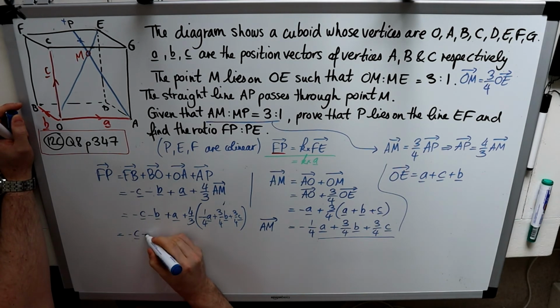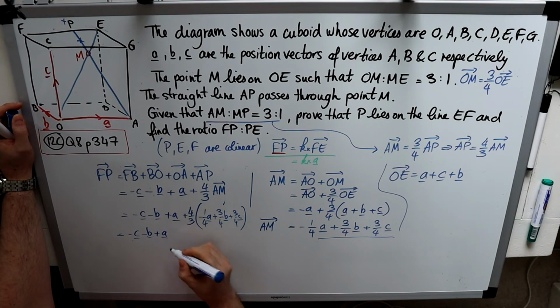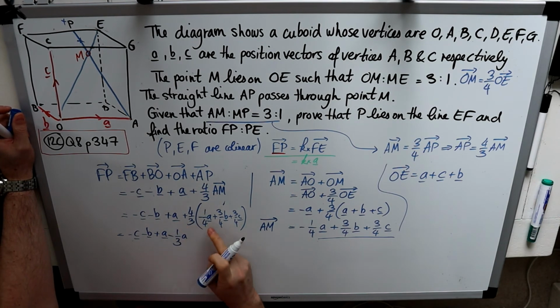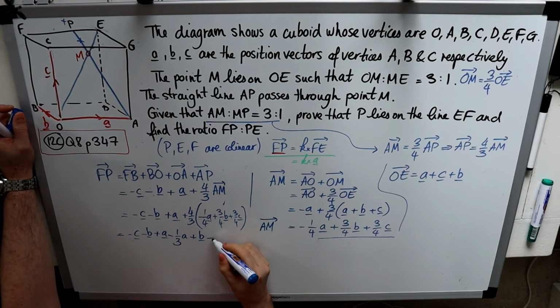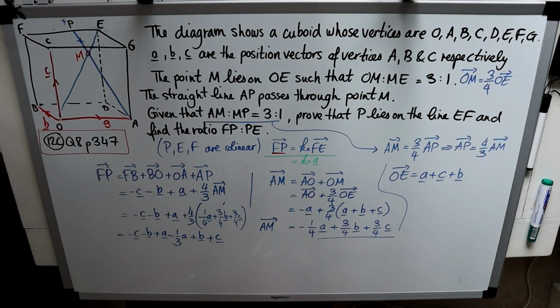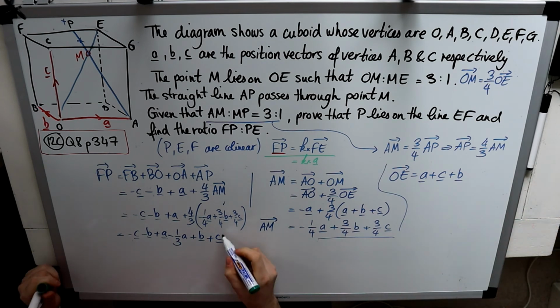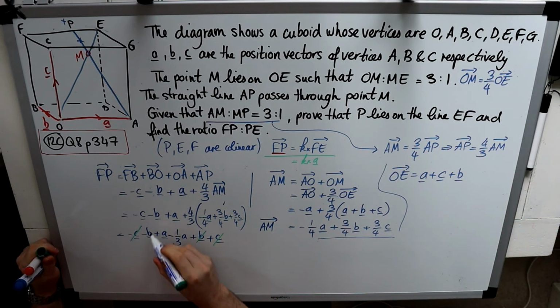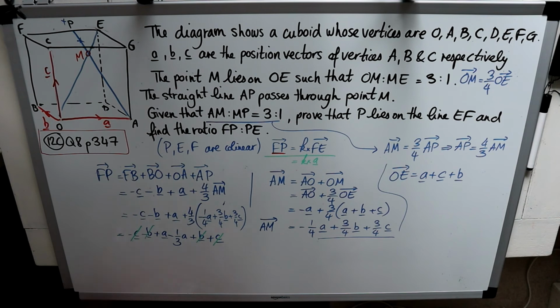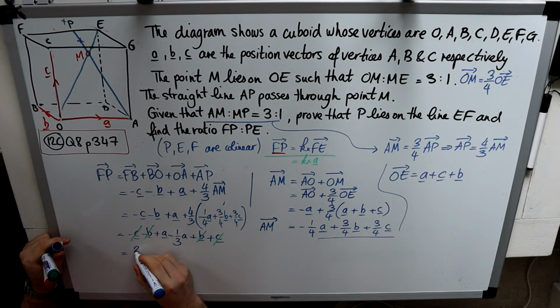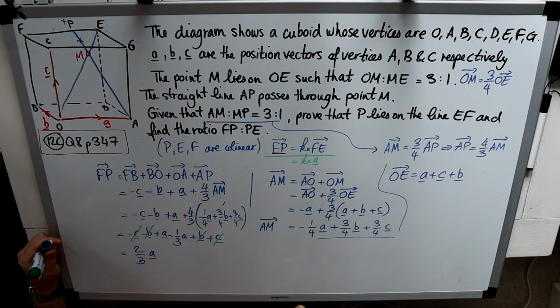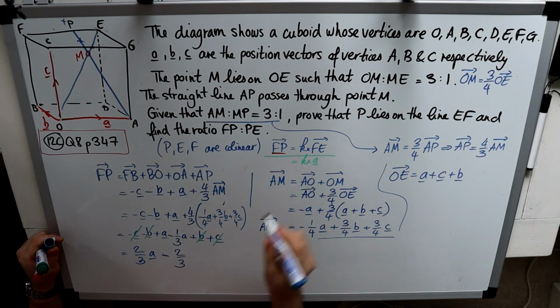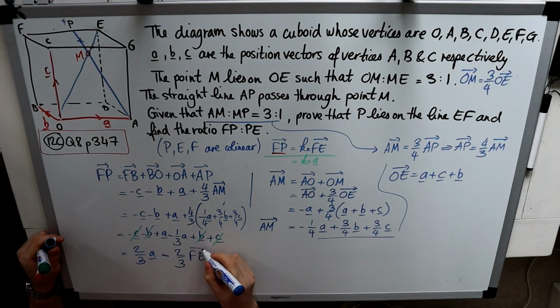We end up with minus C minus B plus A plus, that is going to give me minus 1/3 A. That is going to give me plus B. That's going to give me plus C. And this is exactly what I was looking for. That C is going to cancel out with minus C, that B is going to cancel out with minus B. And what we are left with is 2/3 of A, which I can write as 2/3 of FE.